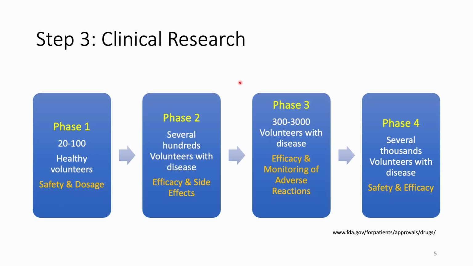In step 3, clinical research, there are 4 phases. Phase 1, the new compound will be tested in healthy volunteers, around 20 to 100 volunteers, to determine the safety and appropriate dosage of the new compound for human beings. Then, if phase 1 is successful and proves the safety and dosage of the new compound, it will continue to be tested on real patients.